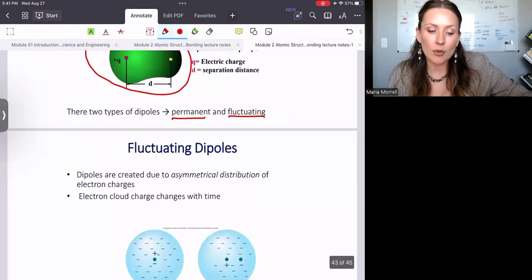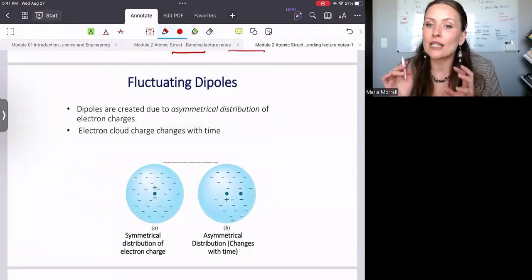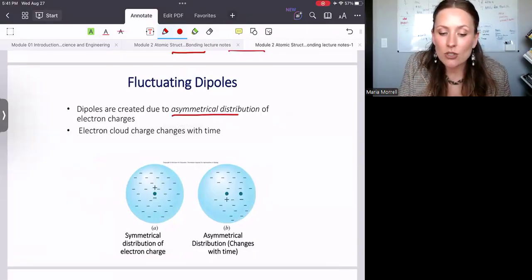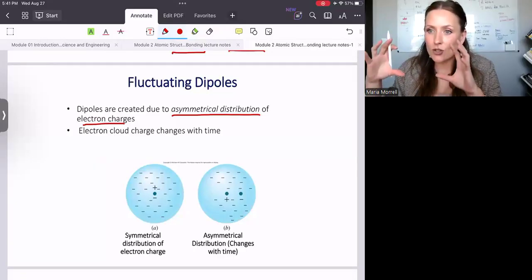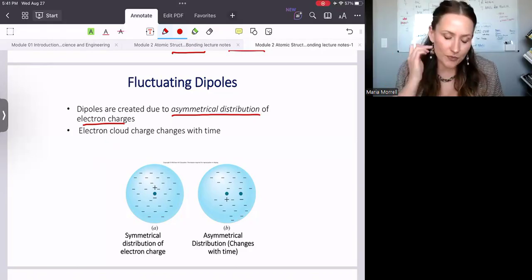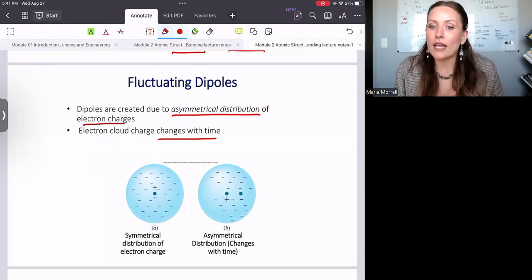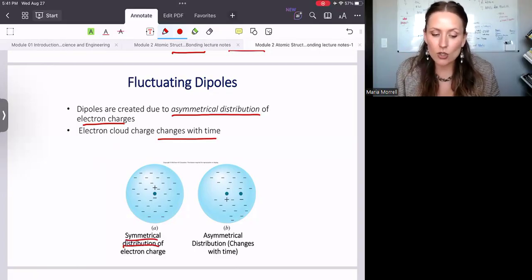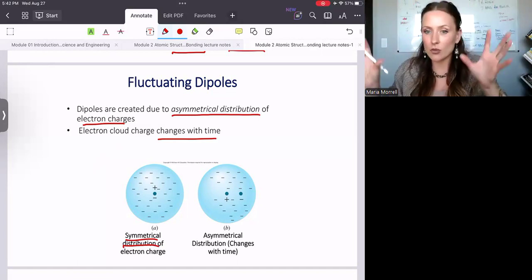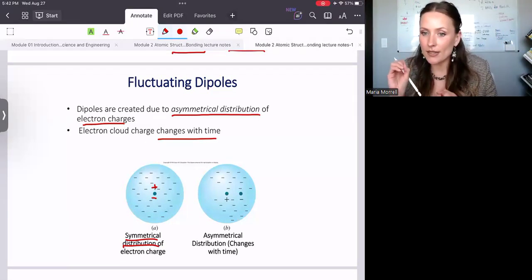And I will give you an example. Let's start with the fluctuating dipole. The dipole can be created due to asymmetrical distribution of the electron charge, right? So what does that mean? Well, the electron cloud in the atom changes with time. And at some point, in figure A, you guys can see that there is a symmetrical distribution of electron charge. It's kind of everywhere. And that's why you have this plus and minus and it balances each other.